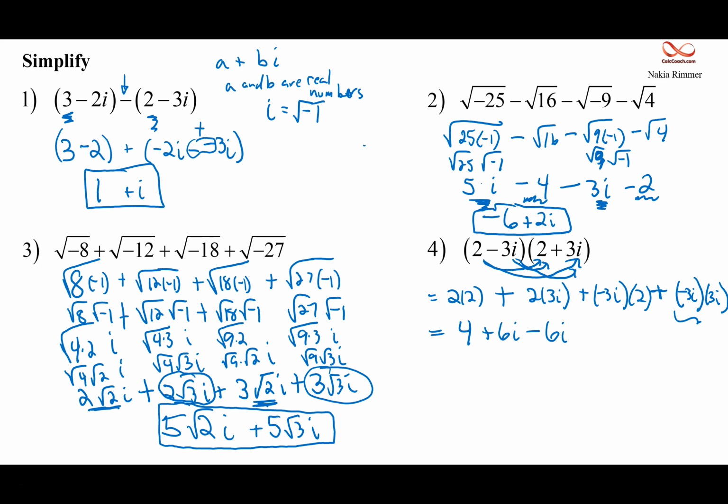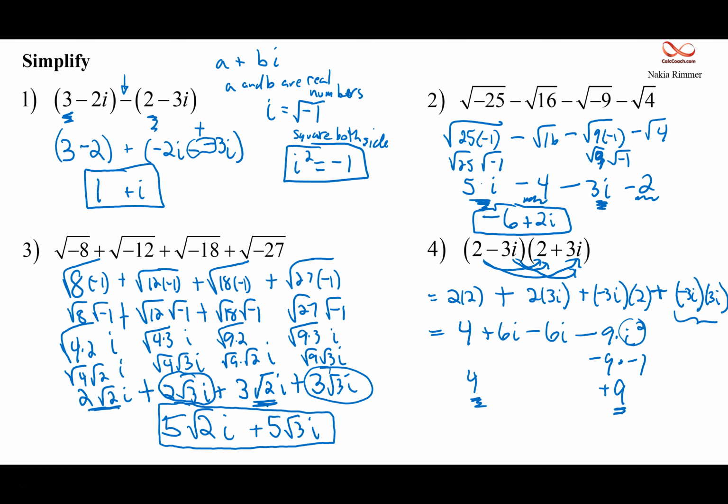Now we have this last term, which is a negative 9, but then i times i is i squared. If i is equal to the square root of negative 1 and you square both sides, what you end up with is i squared equals negative 1. Whenever it shows up, replace the i squared with a negative 1. That's negative 9 times a negative 1, so that's plus 9.